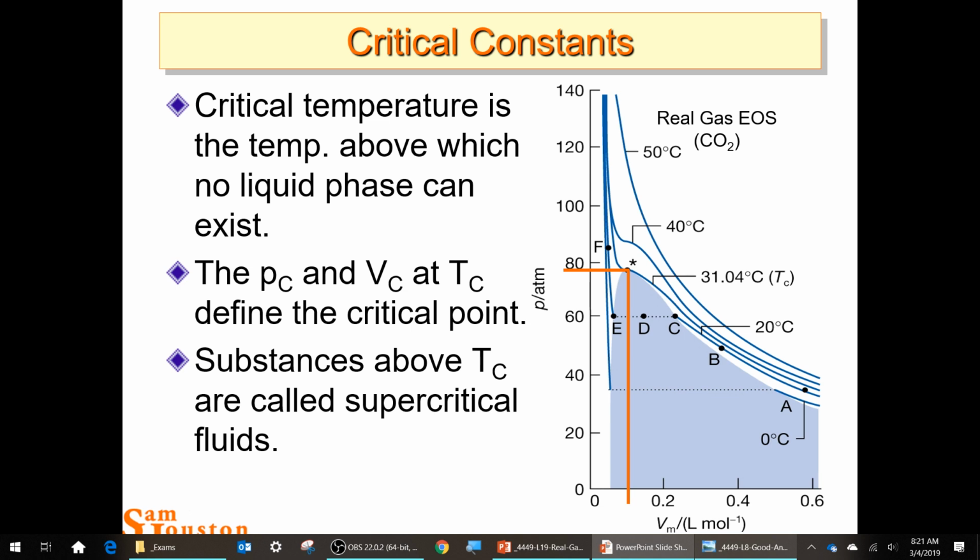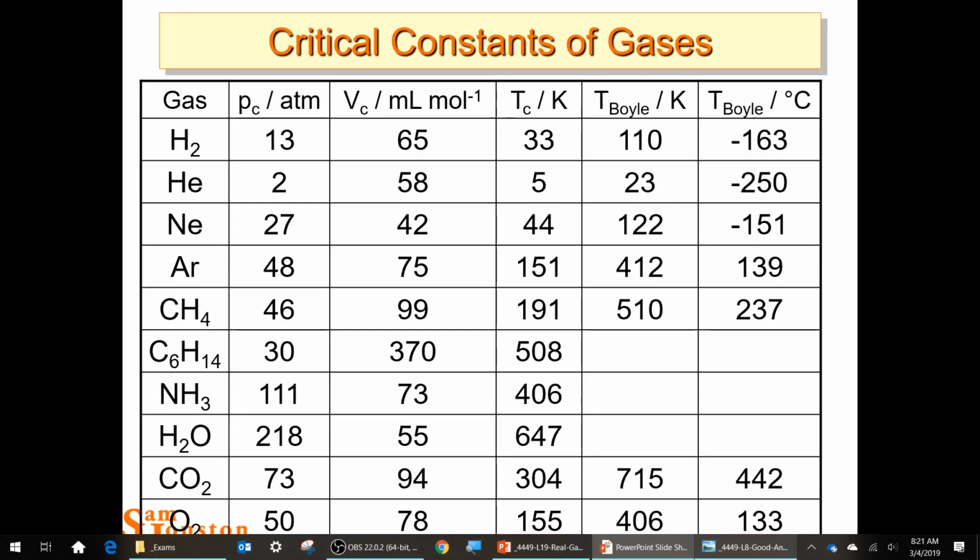So let's look at some of them. Here are the critical constants of several gases. And you can see the permanent gases, like hydrogen and helium, have really low critical constants. Look at helium, the 2 atmospheres and 5 Kelvin. So a lot of times we just focus on the temperature and the pressure, but the volume also, the molar volume for helium would be 58 mL per mole.